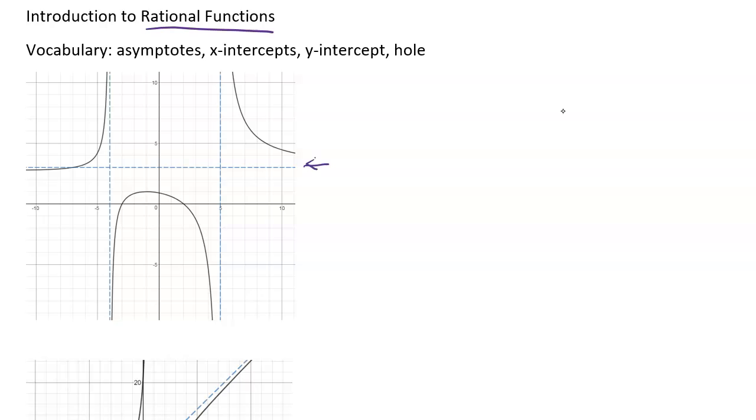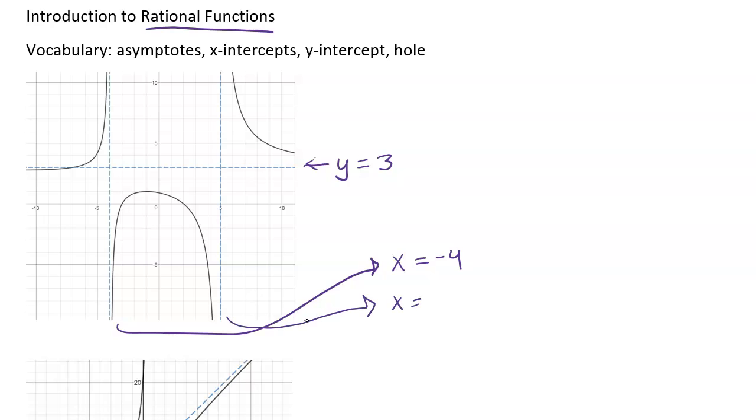You can see here we have a horizontal asymptote. Horizontal asymptotes are always written as an equation. It'll be y equals, and in this case 3, and that's where the asymptote is hitting the y-axis, okay? We have two vertical asymptotes, okay? So we have a vertical asymptote at x equals -4. And we have a vertical asymptote at x equals 5, okay?